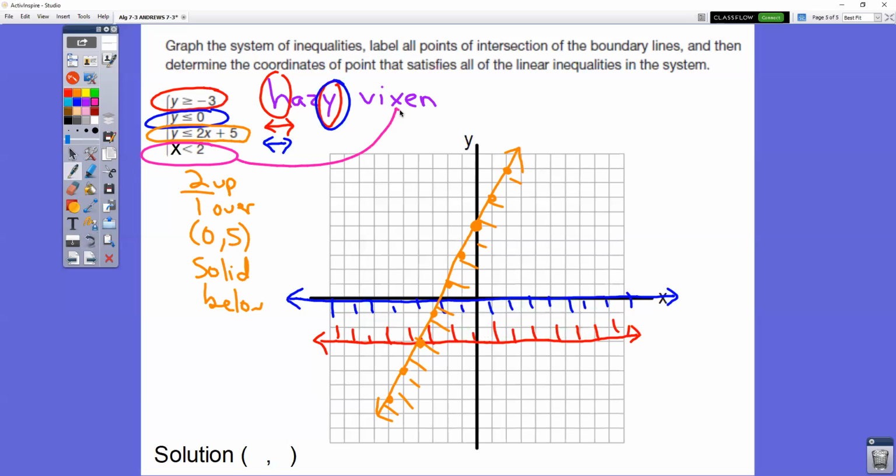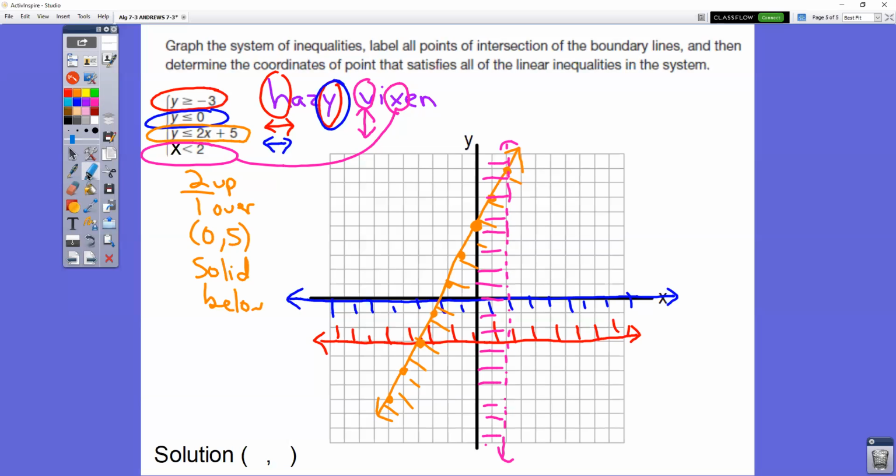Now x goes with v, a vertical line. It goes up and down at 2. So it is a dotted line right here at 2. It's a dotted line because it doesn't have the or equal to. It is less than 2, so we want all the numbers that are smaller than 2. So that's on this left-hand side. So that's what that one looks like.